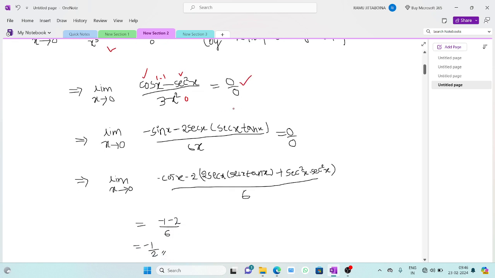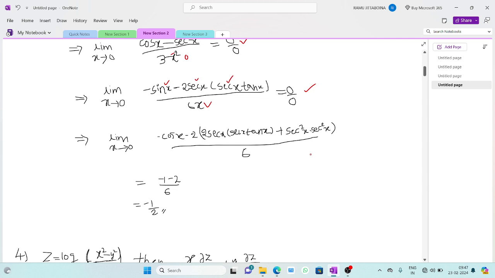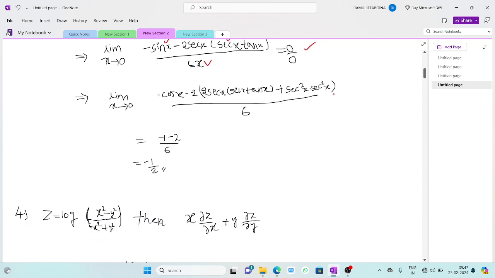So I applied L'Hospital's rule again, which means I differentiate the numerator and denominator once. If I differentiate the numerator once, I get cos x as minus sin x, and sec square x as 2 sec x into the derivative of sec x, which is sec x tan x. The derivative of the denominator is 6x. If you apply the limit again, you get 0 by 0 form. So similarly, we have to apply L'Hospital's rule again. We will get a function like this.